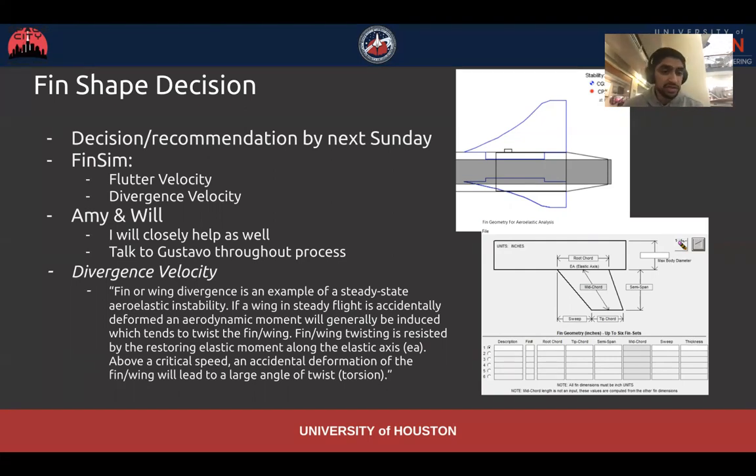And the FinSim program made me aware of something called divergence velocity. So flutter velocity, we hopefully all know about, and what happens when your fins start to flutter and how that affects flight. But there's also a thing called divergence velocity. And I took this quote from the FinSim website. If you actually go to their website, you just start scrolling, it'll tell you everything.